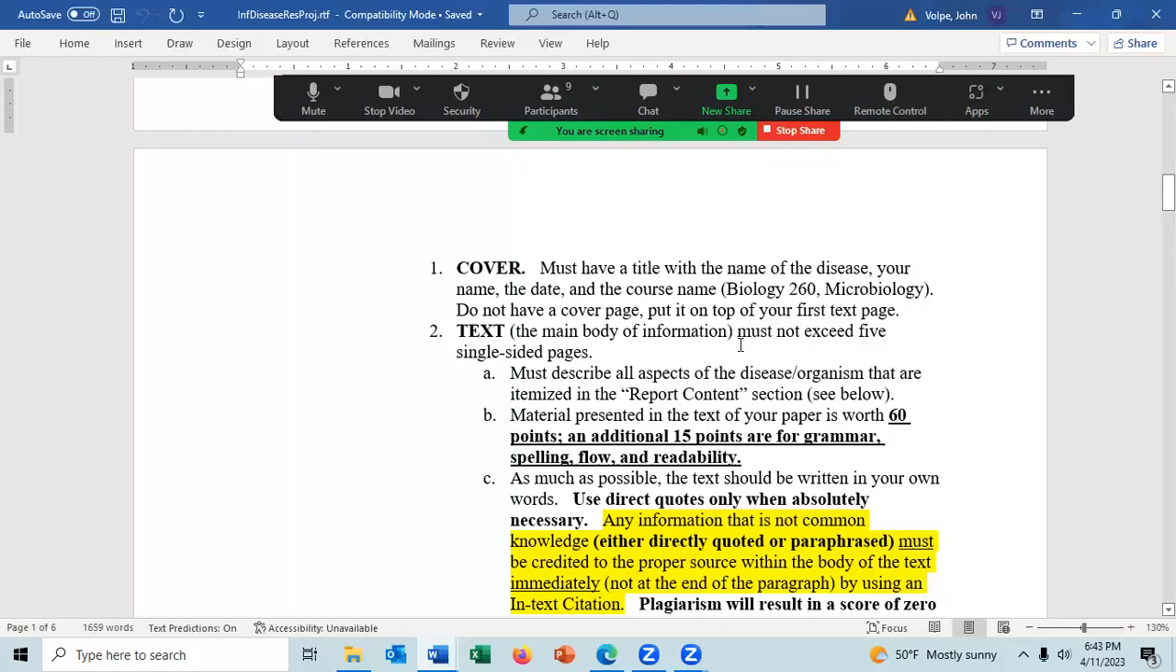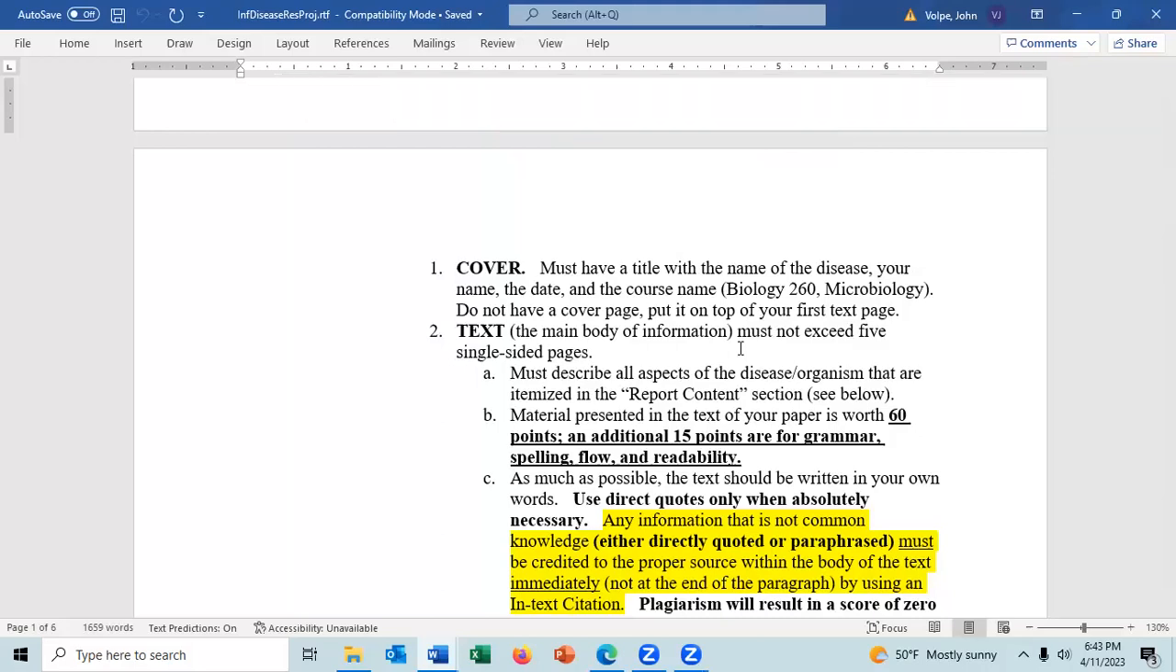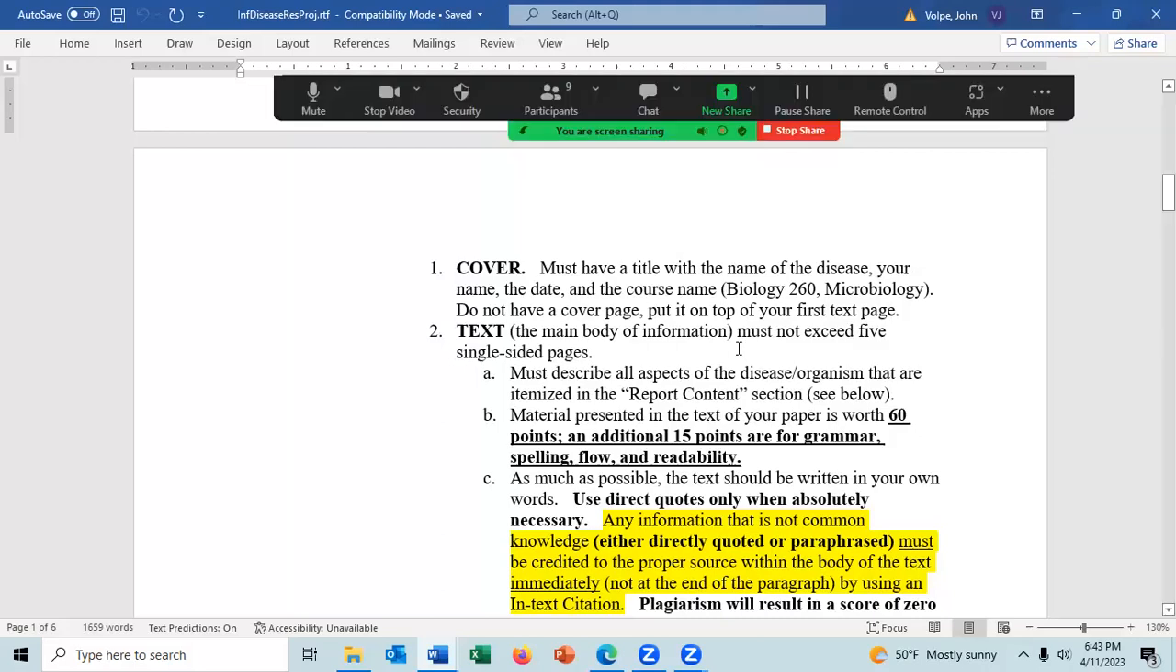The text must not exceed 5 single-sided pages. If it's less than 4, you will get a penalty. If it's more than about 6, you will get a penalty. When I'm counting the pages, I'm not going to count pictures and your references. I'm talking about the text proper. It must describe all aspects of the disease organism that are itemized in the content report. I'll talk about that later.